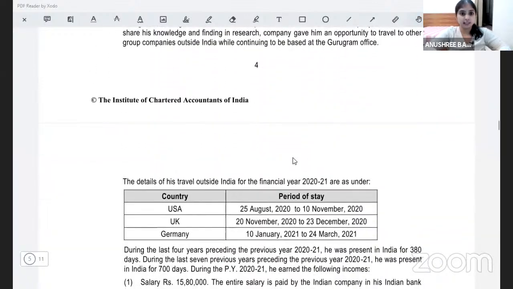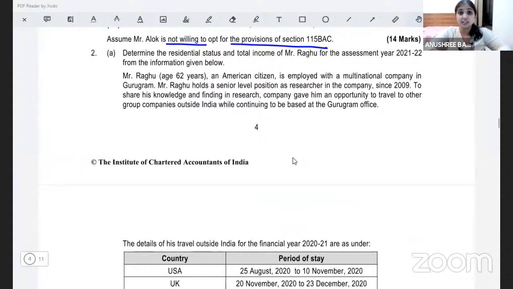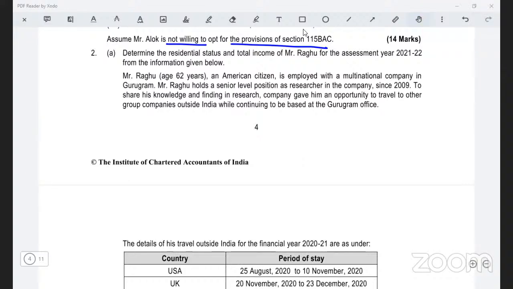Question number 2 is another interesting question. It's a residential status question only, but the calculation is very different from the kind of calculations which you have done until now. Let's read the question. It says, determine the residential status and total income of Mr. Raghu for the assessment year 21-22 from the information given below.